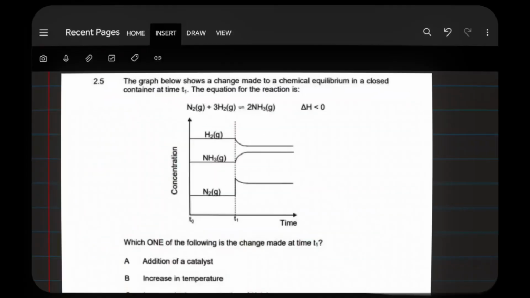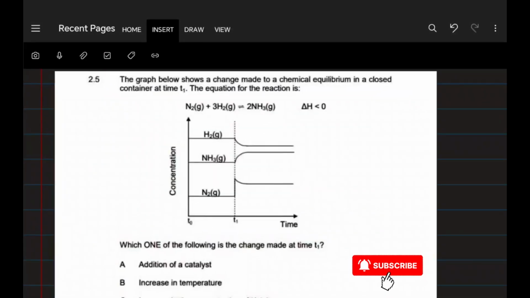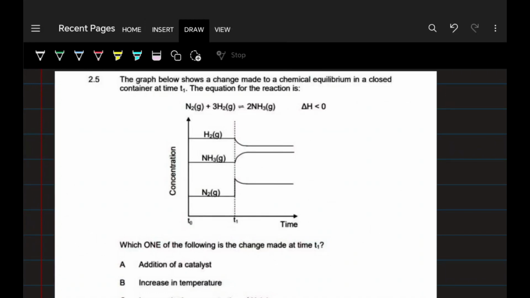Hello grade 12s, let us look at this March 2014 multiple choice question, grade 12 chemistry. It says the graph below shows a change made to a chemical equilibrium in a closed container at time interval 1. The equation for the reaction is nitrogen plus 3 moles of hydrogen to produce 2 moles of ammonia. And then they continue to say that our reaction is exothermic.